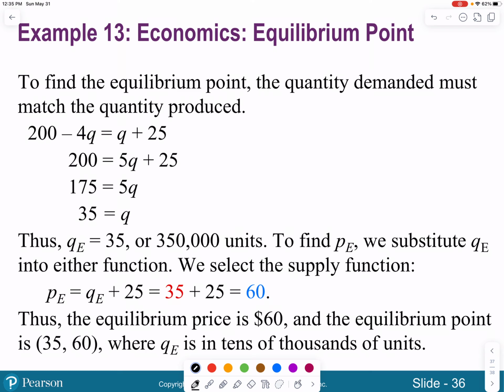Yeah, and then I was getting some ridiculous number. I was like, that doesn't make sense. You're not going to sell a coffee maker for 350,000, 60. Sorry, my units were just off, but yeah, we got to the bottom of it. It's fine. So the equilibrium price is $60, and the equilibrium point here, where Q of E is in tens of thousands of units. That's fine. So the units got a little bit squirrely there, but we're okay.